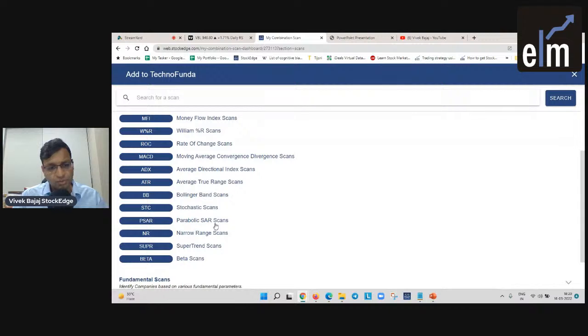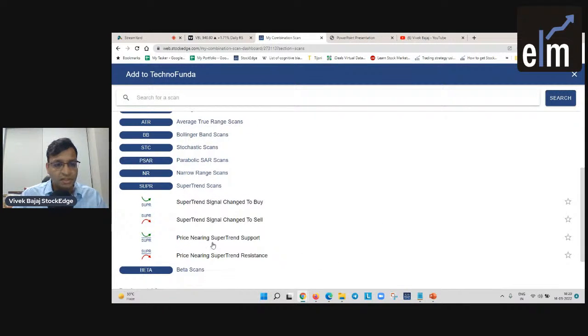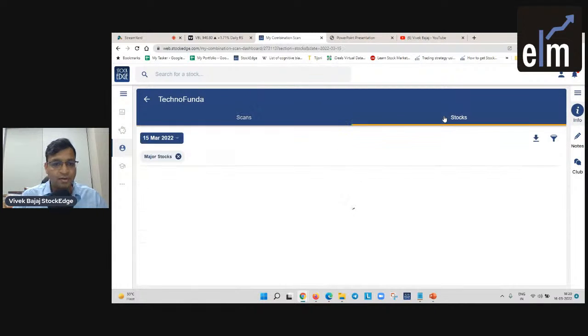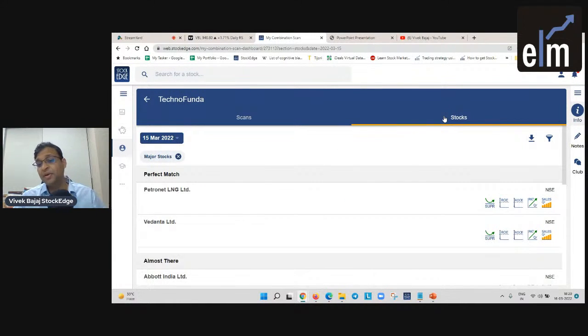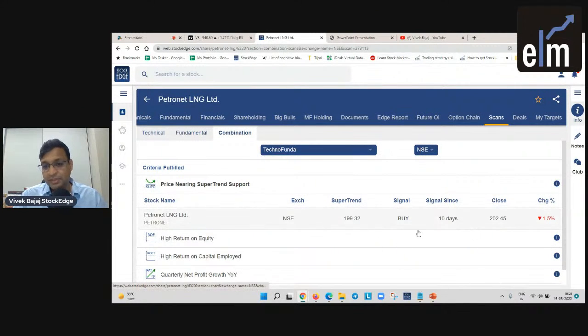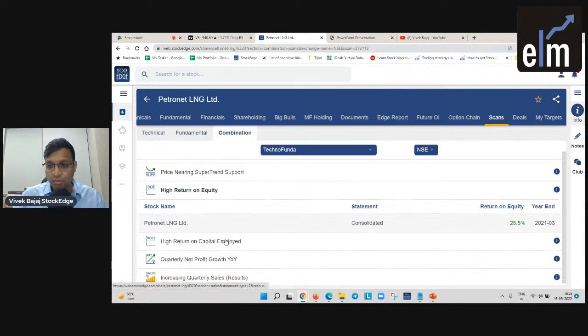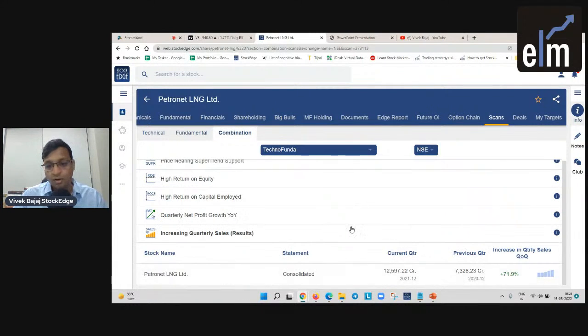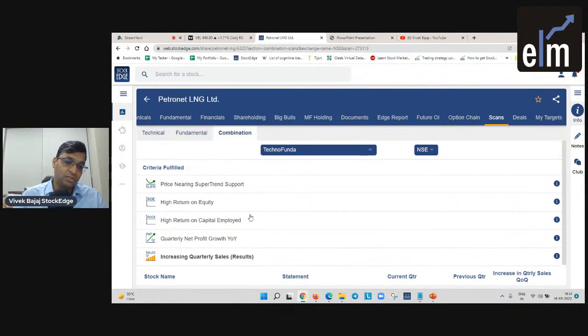Say companies whose super trend is around a support level. Okay, so let's see if there is any company here. Yes, we got it. There are two companies. Petronet LNG. Petronet LNG अपने सुपर ट्रेंड सपोर्ट के पास है, 10 दिन बाद आया है. रिटर्न ऑन इक्विटी बहुत अच्छा है इसका, कैपिटल एम्प्लॉयड, क्वार्टरली नेट प्रॉफिट ग्रोथ भी अच्छा हुआ है, और कंसिस्टेंट क्वार्टरली सेल्स ग्रोथ है, which is very nice.